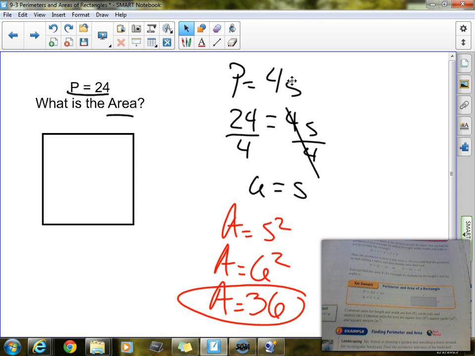Now the key tonight is to memorize these formulas. Memorize these formulas. They're going to be very, very important, especially as we move on to bigger and better figures. These formulas become very, very important. So the big thing: memorize these formulas.